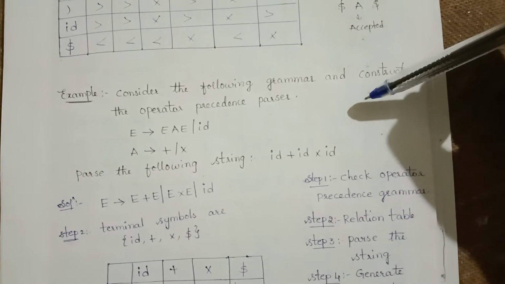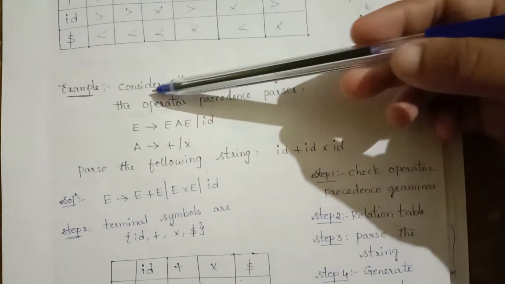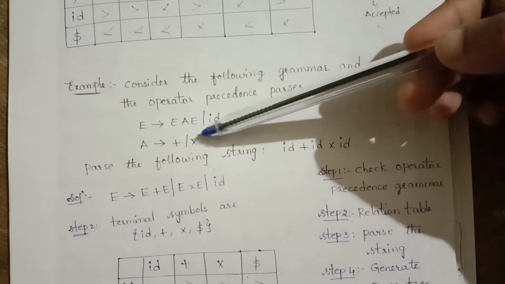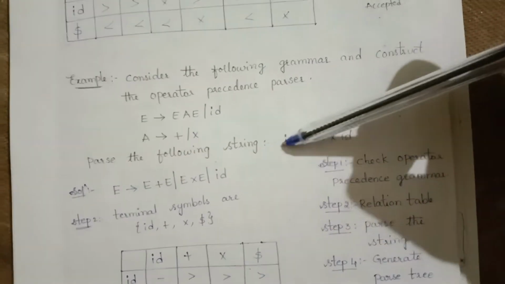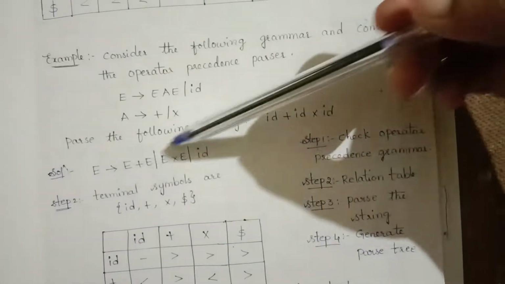So consider the following grammar and construct the operator precedence parser. E tends to E A E or ID. A tends to plus or star. So the string we need to parse is ID plus ID star ID.